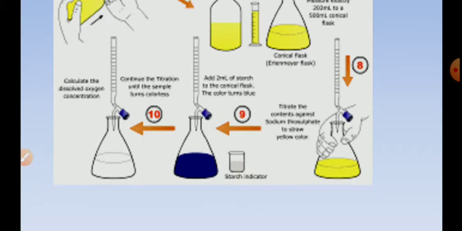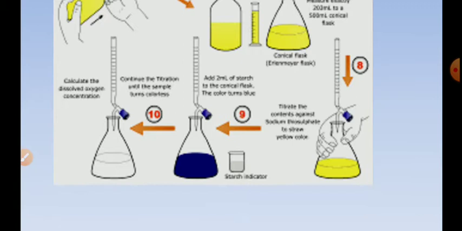Sodium thiosulfate solution is taken in the burette. To make the color a little lighter, add 1 to 2 ml of sodium thiosulfate solution from the burette, and then you have to titrate the amount of iodine liberated by using starch as indicator. So in the conical flask, add 2 to 3 drops of starch indicator. When you add 2 to 3 drops of starch indicator, the color will change to deep blue.